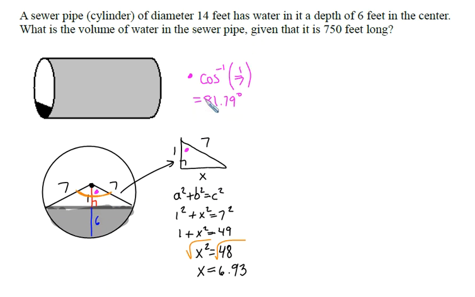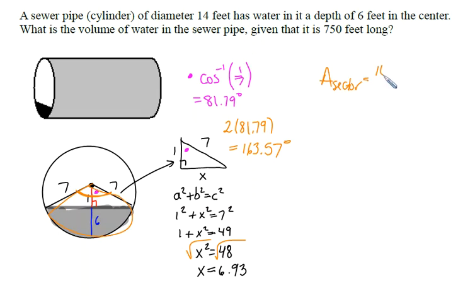But the angle that we really care about when determining the area of our sector is this entire angle right here. So that entire angle is going to be double the 81.79, which will come out to be, keeping all of our decimals on our calculator, 163.57 degrees.